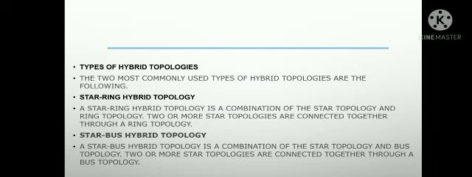Types of hybrid topology: first, star ring hybrid topology, and second, star bus hybrid topology. First is star ring hybrid topology. A star ring hybrid topology is a combination of the star topology and ring topology. Two or more star topologies are connected together through a ring topology.